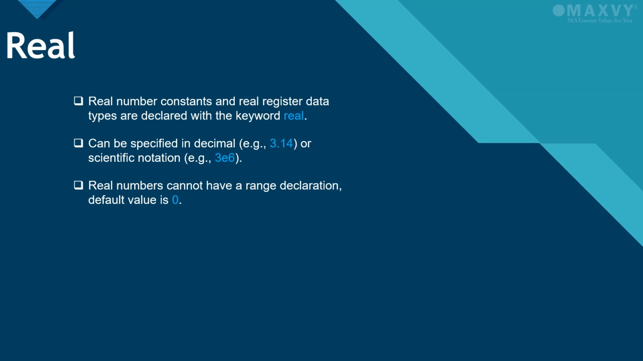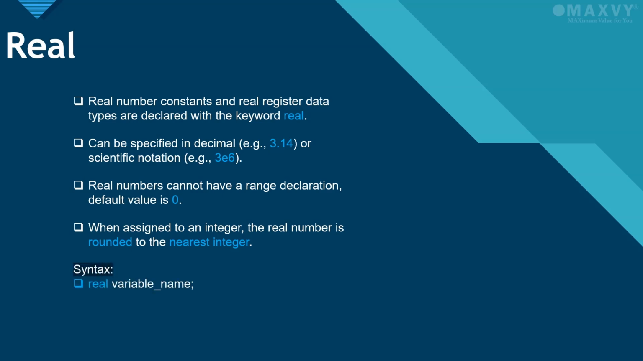When you assign a real number to an integer, Verilog automatically rounds it to the nearest integer. For example, if you assign 3.14 to an integer variable, it will store 3. The syntax is simple: real and then the variable name. Just replace the variable name with your desired variable name.